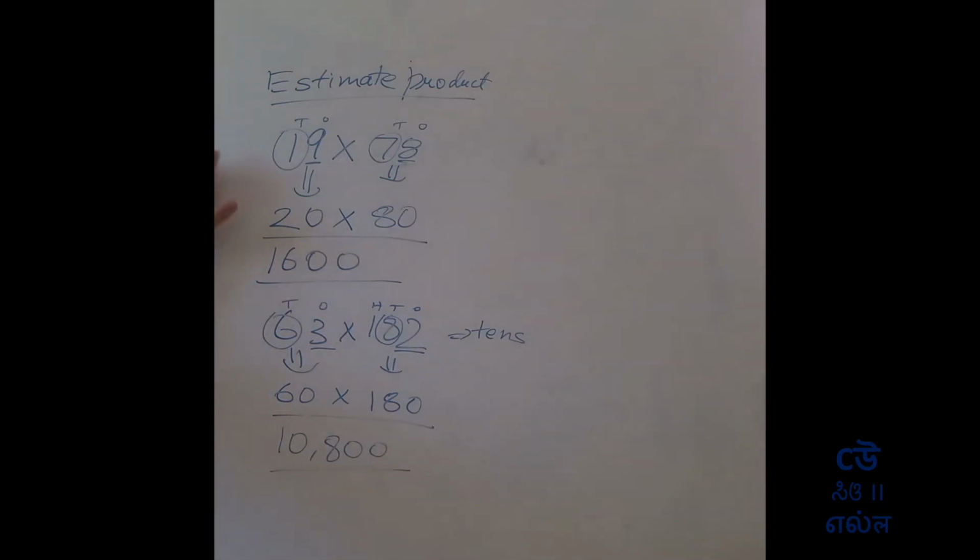If anyone asks you the product of 19 into 78, if you can't tell it immediately, you can round off these numbers and tell the estimate multiplication of the numbers. Okay, these are some examples of how you estimate the product of two numbers.